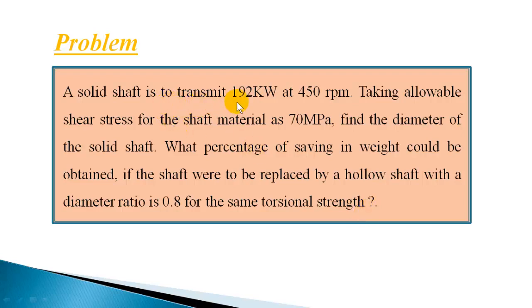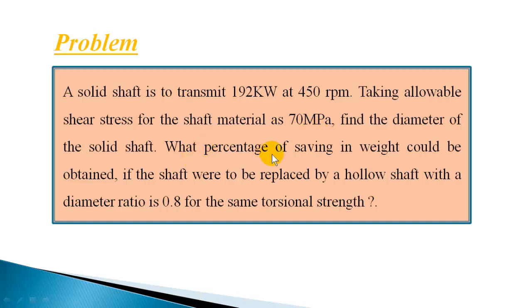We have a solid shaft which transmits 192 kilowatt at 450 rpm. Now you have to find out the diameter of the solid shaft to transmit this power, keeping the maximum shear stress to 70 megapascal. So you can use the equation torque is equal to J into tau max, where J is pi by 16 d cube, so torque is equal to pi by 16 d cube into tau max. From the power transmitted and speed, you can find out the torque, and then you can find out the diameter of the solid shaft.